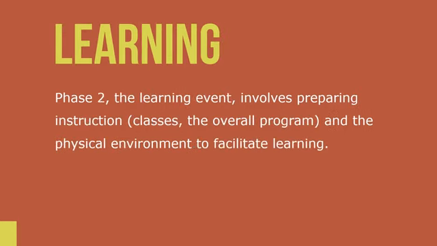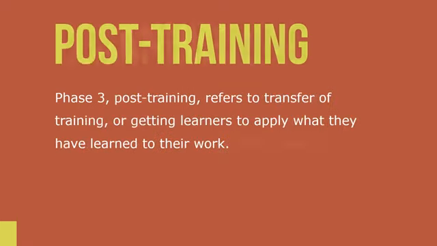Phase 2, the learning event, involves preparing instruction, classes, the overall program, and so on, and the physical environment to facilitate learning. Phase 2 focuses on creating a positive learning environment, including planning the activities that occur during training, selecting a high-quality instructor or trainer, choosing a training room, creating positive interactions with learners, and having proper program design. Phase 3, post-training, refers to transfer of training and getting learners to apply what they have learned to their work.